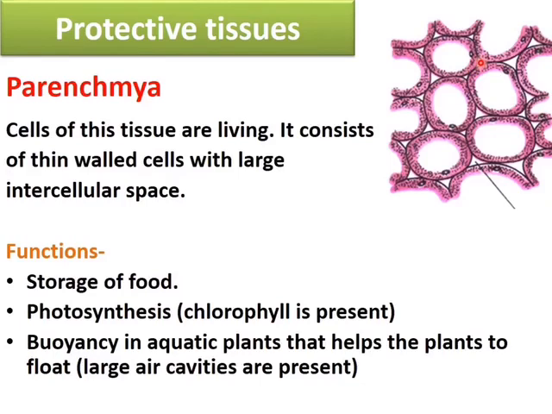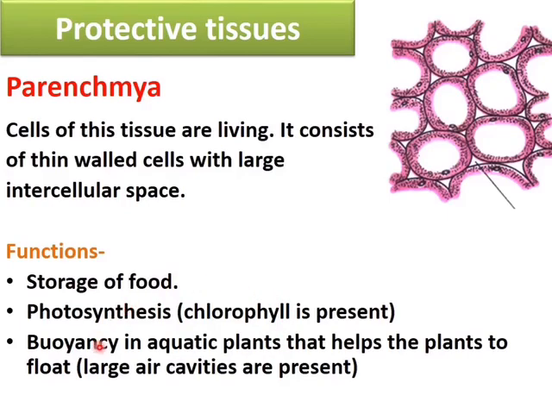Now, if we come to the functions of parenchyma tissue, first function is storage of food, because it has large vacuoles. So it can store food, minerals, nutrients, all these things can be stored in these vacuoles. That is why its function is storage of food. Now, second function of parenchyma is photosynthesis. Why photosynthesis? Because in the cells of this type of tissue, chlorophyll is present, and you might be knowing that chlorophyll helps in photosynthesis. That is why it is its function.